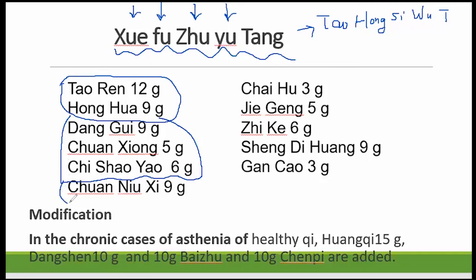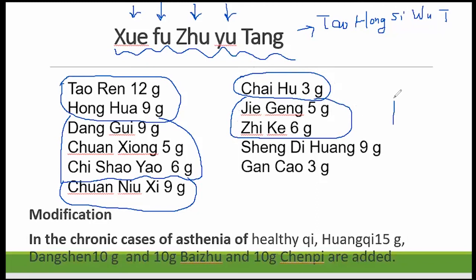And clear heat, bring the heat downward. Chai Hu still moves qi, soothes the liver. We say in these kinds of conditions, the patient will have both qi and blood stasis. Jie Geng and Zhi Ke are qi moving herbs. Jie Geng moves qi upward, Zhi Ke moves qi downward, so that qi circulates inside. Di Huang nourishes kidney, Sheng Di Huang clears heat from the blood, Gan Cao harmonizes the formula.